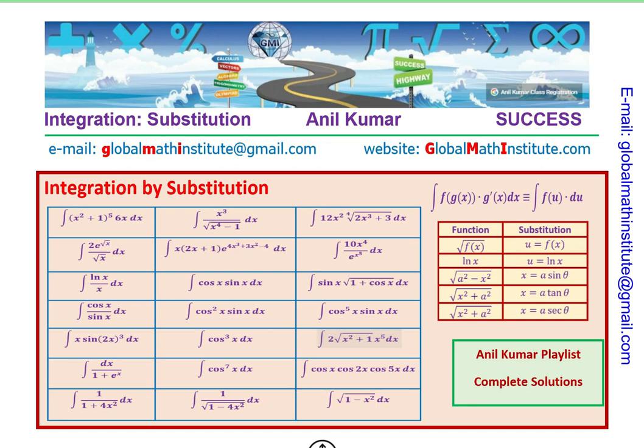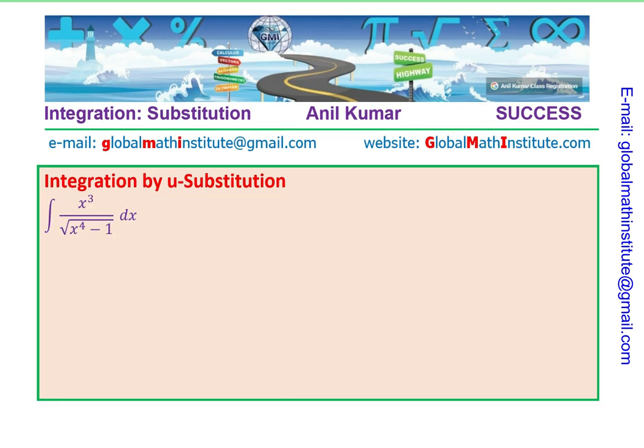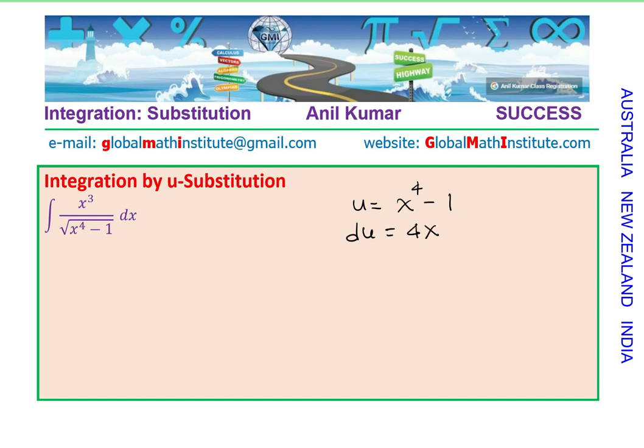Now, let's look into the second question, which is we need to find the integral of x cubed over square root of x to the power of 4 minus 1. Just as we discussed, x to the power of 4 minus 1 can be replaced with u, right? In that case, the derivative du dx will be 4x cubed dx, right? Now here we are given x cubed, right?